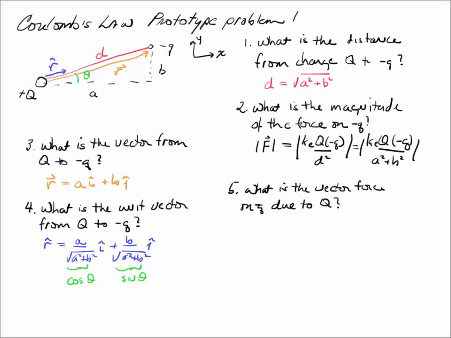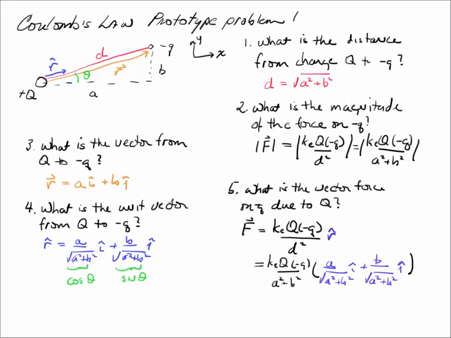What is the vector force on minus Q due to Q? Now we're asking for the vector quantity of the force. And we can write that down as F equal to KE Q times minus Q over D squared, R hat. And we can go ahead and expand it to be KE Q of minus Q over A squared plus B squared times the unit vector. End of problem.